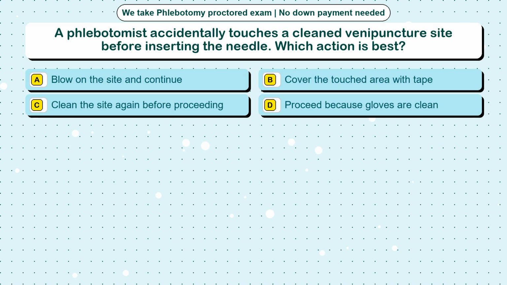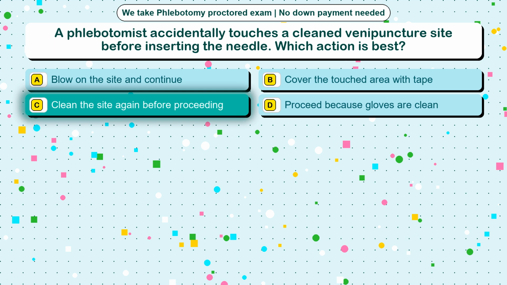Question 45. A phlebotomist accidentally touches a cleaned venipuncture site before inserting the needle. Which action is best? Option A, blow on the site and continue. Option B, cover the touched area with tape. Option C, clean the site again before proceeding. Option D, proceed because gloves are clean.